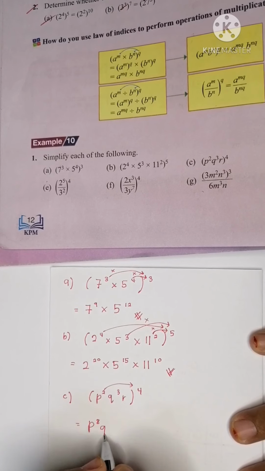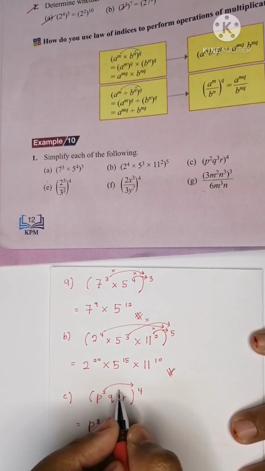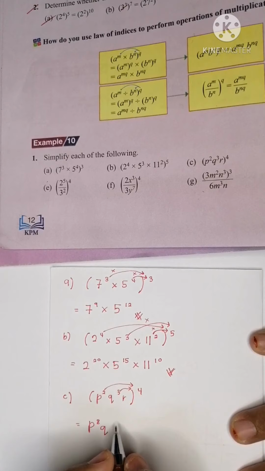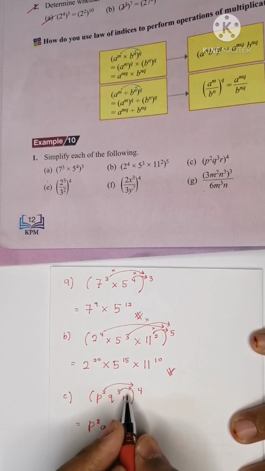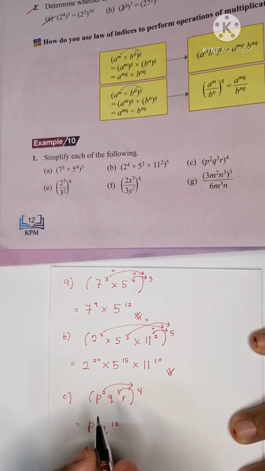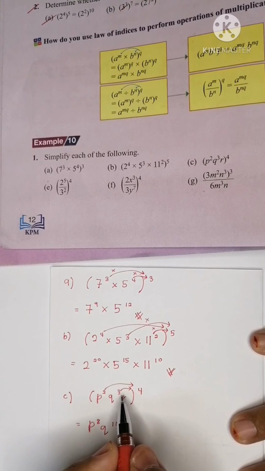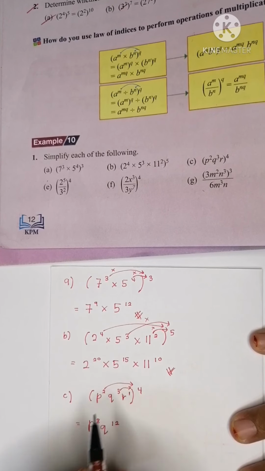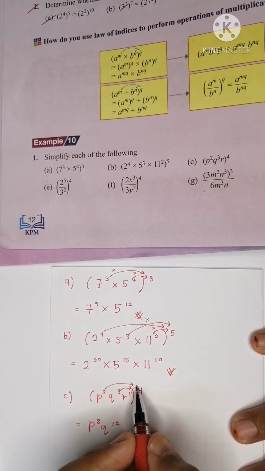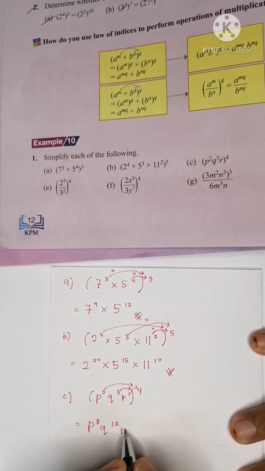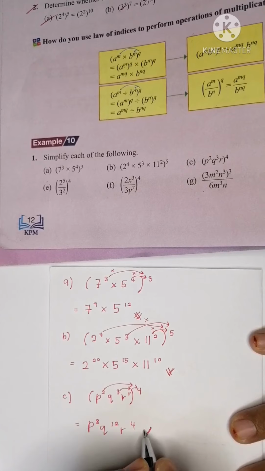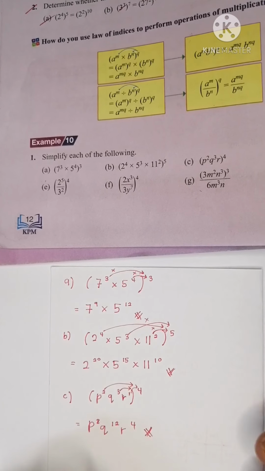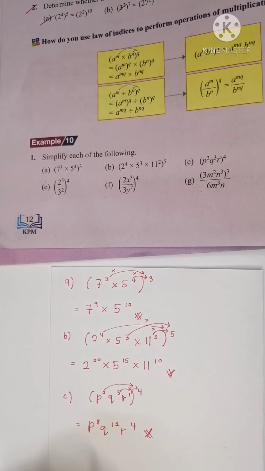And then for Q to the power of 3, times 4, you got 12. And then for R, there is no power. So I already told you from our previous lesson that if there is no power, we need to consider R to the power of 1. So 1 times 4, then you got 4. So that's it. This is the answer. I hope you understand.